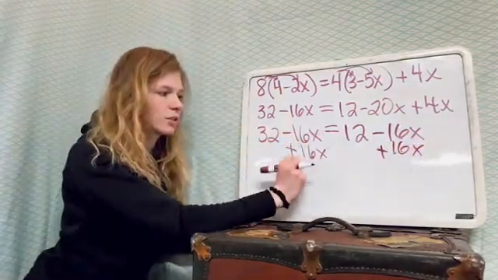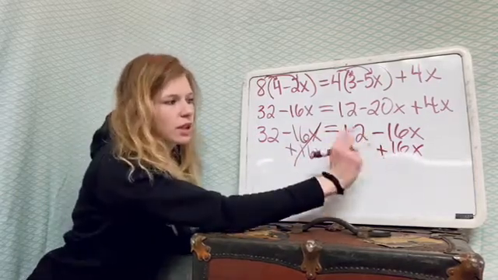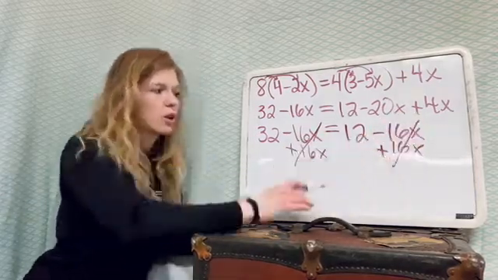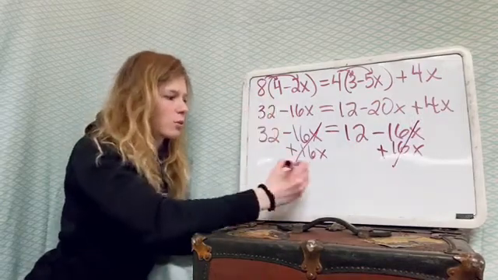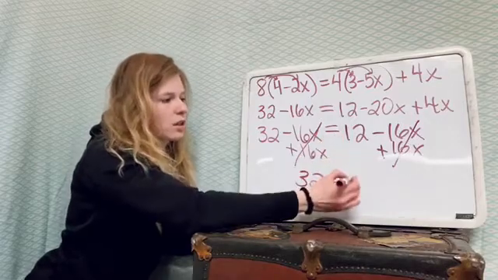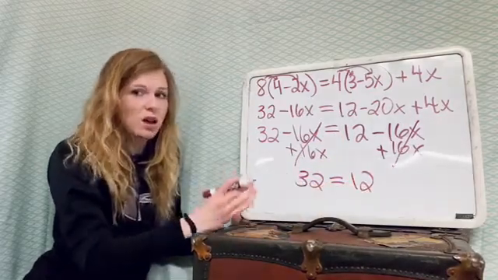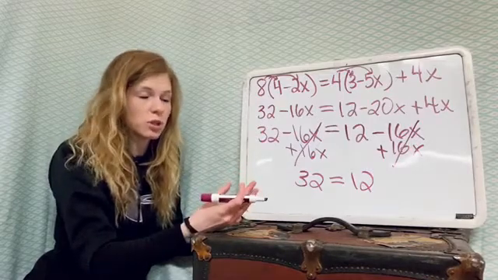Negative 16x plus 16x gives me 0, so they cancel out. All I'm left with on this side is 32, and all I'm left with on this side is 12. 32 equals 12. I cannot do anything else really with this problem.